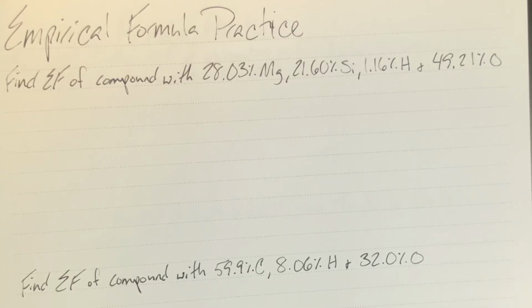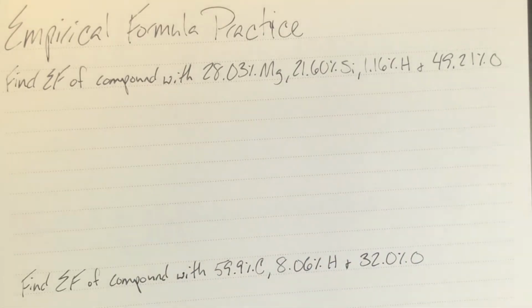Today we are going to be practicing finding the empirical formula. My very first problem states, find the empirical formula of a compound with 28.03% magnesium, 21.60% silicon, 1.16% hydrogen, and 49.21% oxygen.